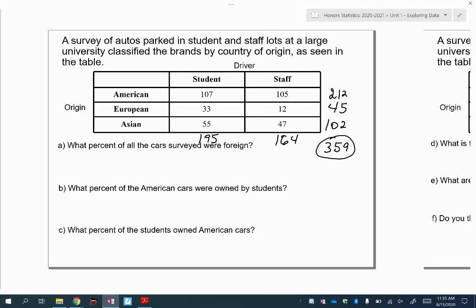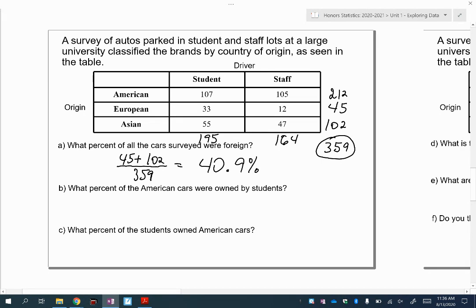Letter A, what percent of all the cars? So of all the cars, that's 359 cars. So what percent of all the cars surveyed were foreign? So we're looking at, out of all the cars, 359, how many were foreign? So not American. So that's going to be European and Asian. And you'll notice that in this problem, we did not take into account anything about whether they were student drivers or staff drivers. So again, this is just looking at the origin. So I've got 45 plus 102 divided by 359, which gives me 40.9%.